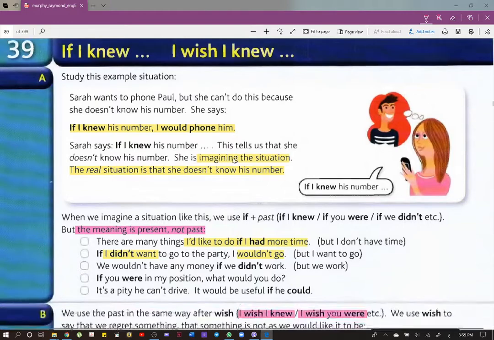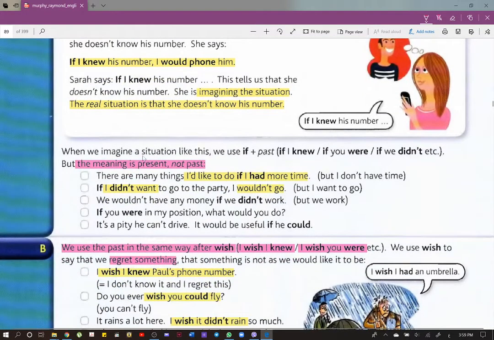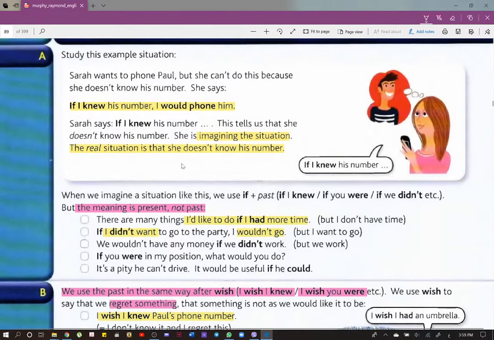Okay. Now look here. When we imagine a situation like this, if plus past, the meaning is in present, not past. We are still talking about the second case of if clauses. So the meaning is present, not past. Now, there are many things I'd like to do if I had more time. Okay, but I don't, of course. I don't. Look here, there are many things.